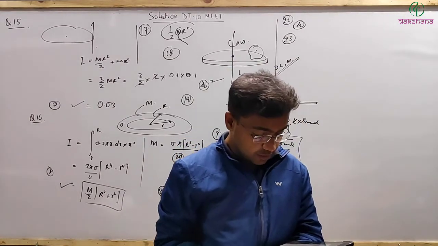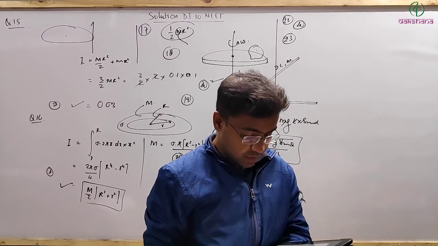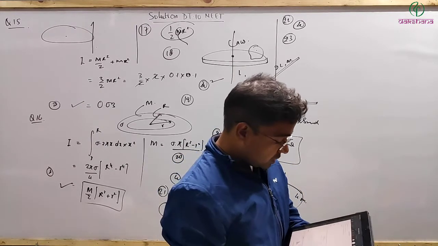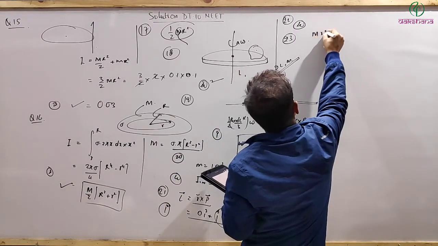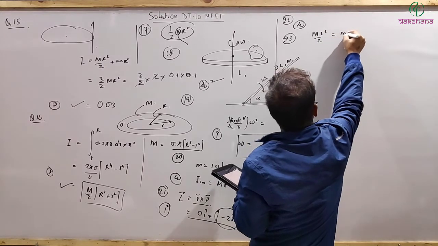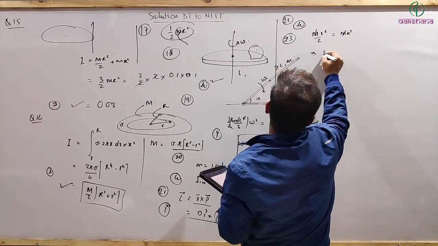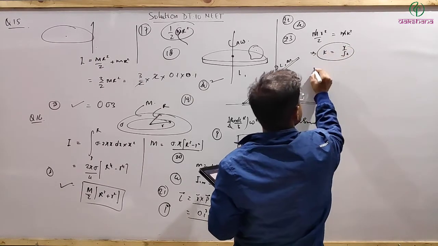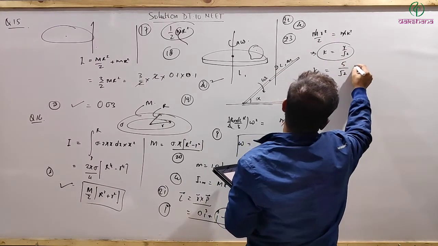Radius of gyration of a disc of mass 100 gram, radius 5 centimeter about an axis passing through center of gravity and perpendicular to its plane. For this, M R square by 2 is equal to M K square, and M gets cancelled. This implies K is equal to R by root 2 is the radius of gyration. So R is 5 divided by root 2 centimeter.